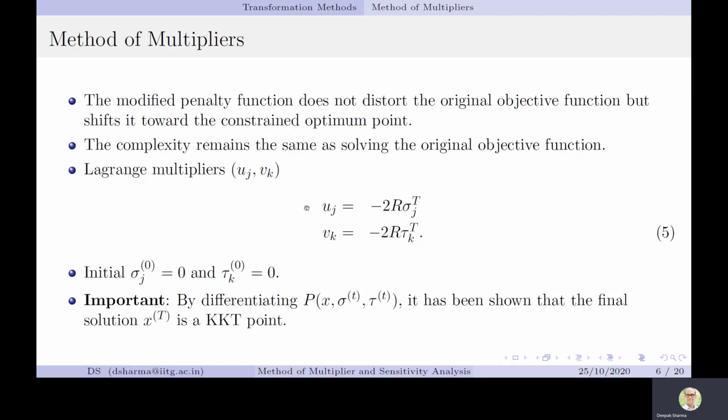Moreover, when we were understanding the KKT conditions, there also we understood the Lagrangian multiplier. Generally, we take the initial value of sigma j and tau k as 0. Now the important point here is that by differentiating the penalty function for the method of multiplier, it has been shown that the final solution, which is x T, is a KKT point. And we remember that if a point is a KKT point, it is a likely candidate for the optimum solution.